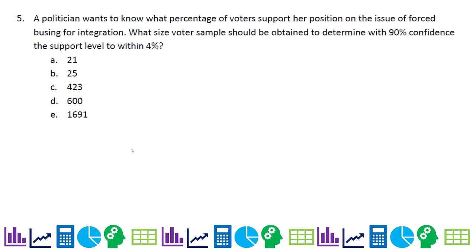So when you're trying to determine sample size, that is the most difficult thing we do in this unit when we're dealing with confidence intervals. First of all, we need to know the margin of error, which is 0.04. Remember, 4% becomes 0.04, not 0.4, so make sure you get that right. The confidence level is 90%, and we want to know what is n.